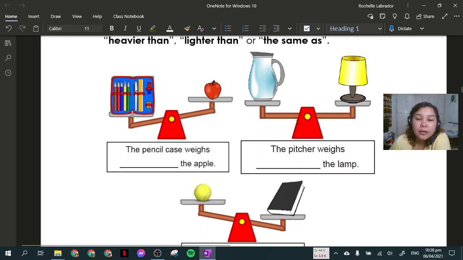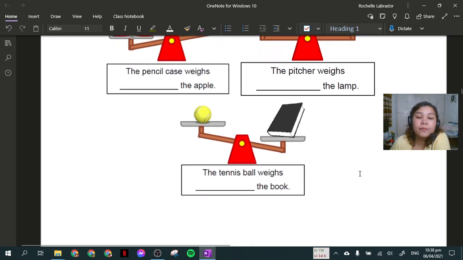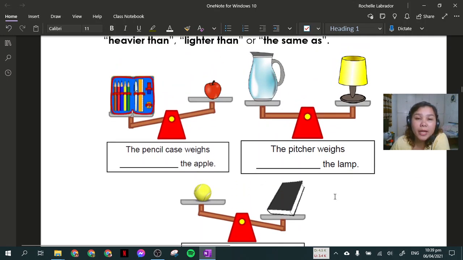Next one, beside the first picture, it's between a pitcher and lamp. So the pitcher weighs blank the lamp. Heavier than, lighter than, the same as. Next one, between a tennis ball and a book. The tennis ball weighs blank the book. Okay, the same choices: heavier than, lighter than, or the same as.